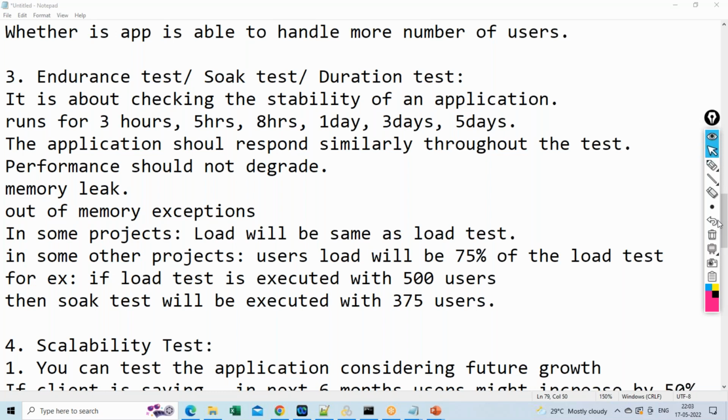Most of the applications are Java based, right? So what is Java? A little bit of core Java, JVM architecture. There is something called the garbage collection mechanism. Heap dumps, thread dumps.